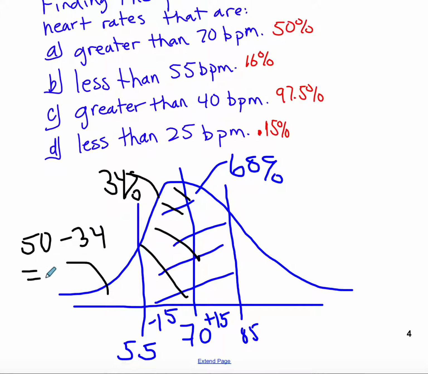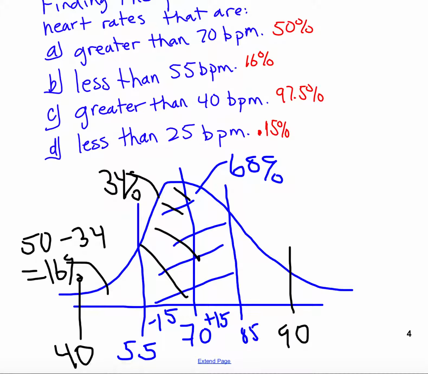So you play a little bit with some algebra here, just kind of putting things together. But that's where we get the 16% here. Now, the next part: greater than 40 beats per minute. So let's go another standard deviation below. So again, subtract 15 from 55. That gives me 40. And let's go the other direction just to kind of keep things organized. 85 plus 15 is 90.